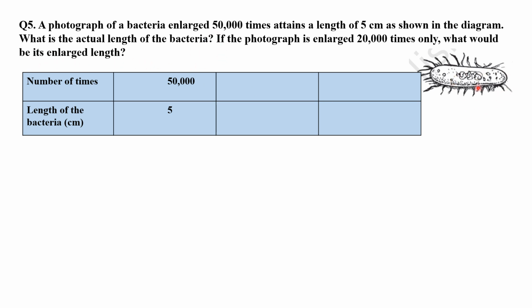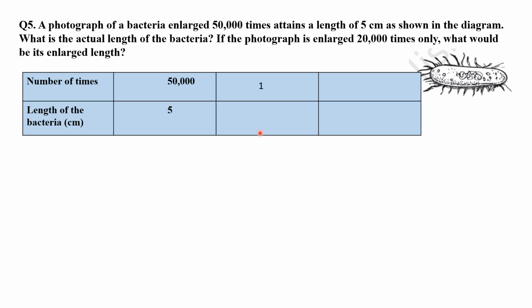So this is the picture of a bacteria given, and it is given in the question. If you enlarge it 50,000 times, then the length of the bacteria will become 5 centimeter. Now you have to find what is the actual length of bacteria. Means when you did not do any enlargement, then what is the length of the bacteria, right? It means when you did not enlarge it, the number of times here will be 1, because you didn't enlarge it any time. So it is in the original shape only. Okay, there is no enlargement. Whatever is given in the photo, it is as it is.